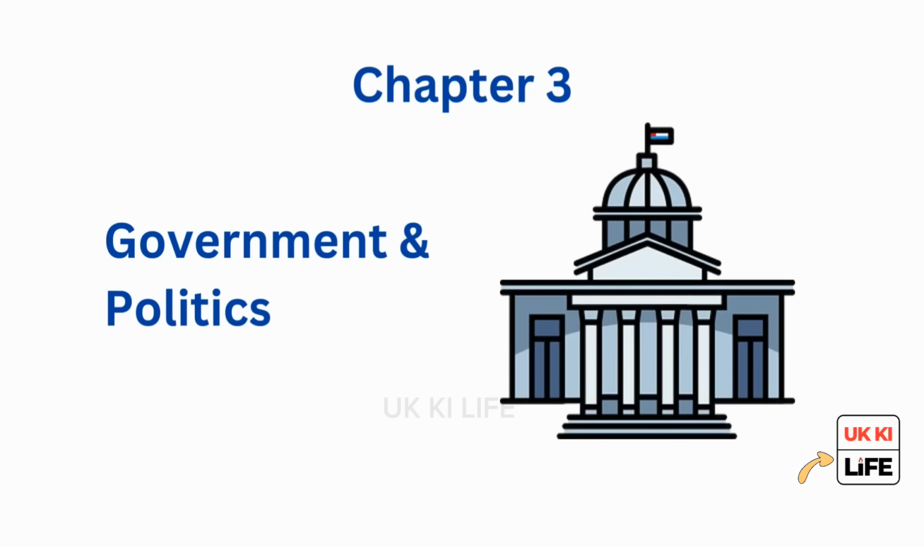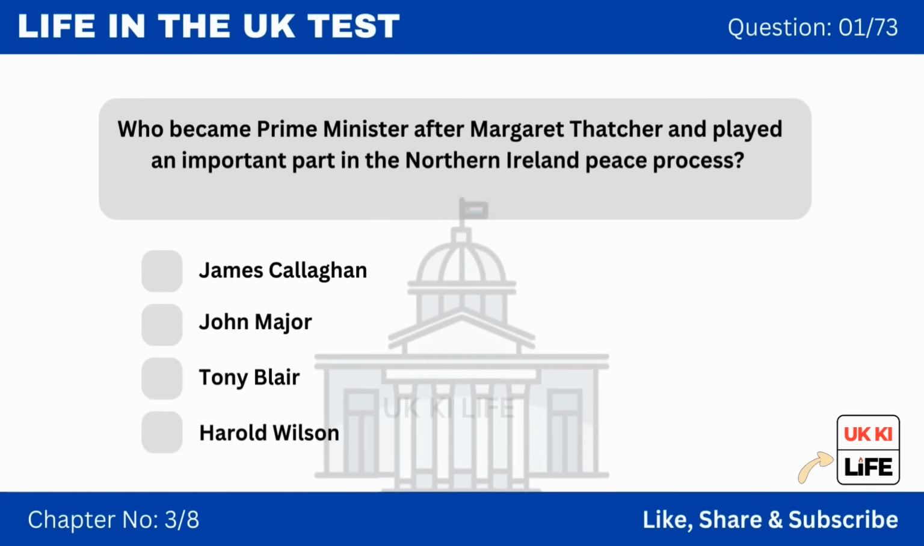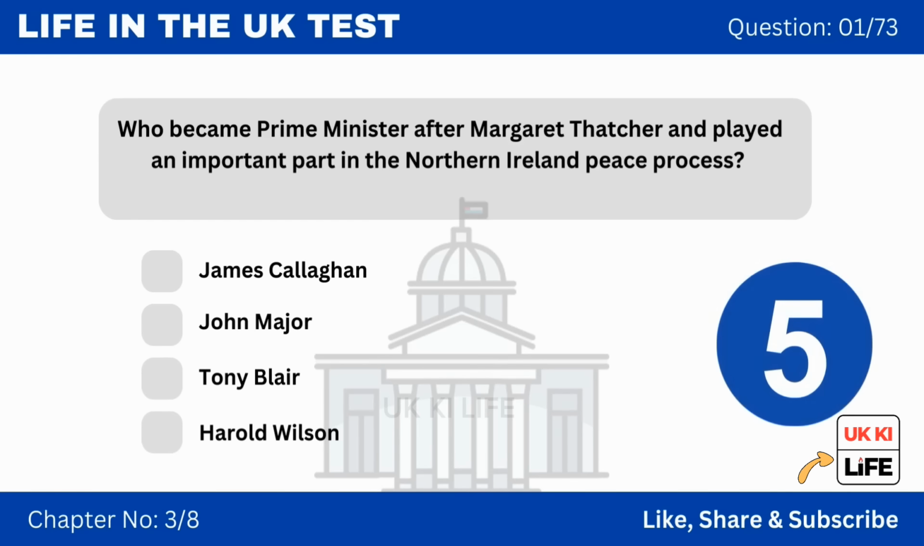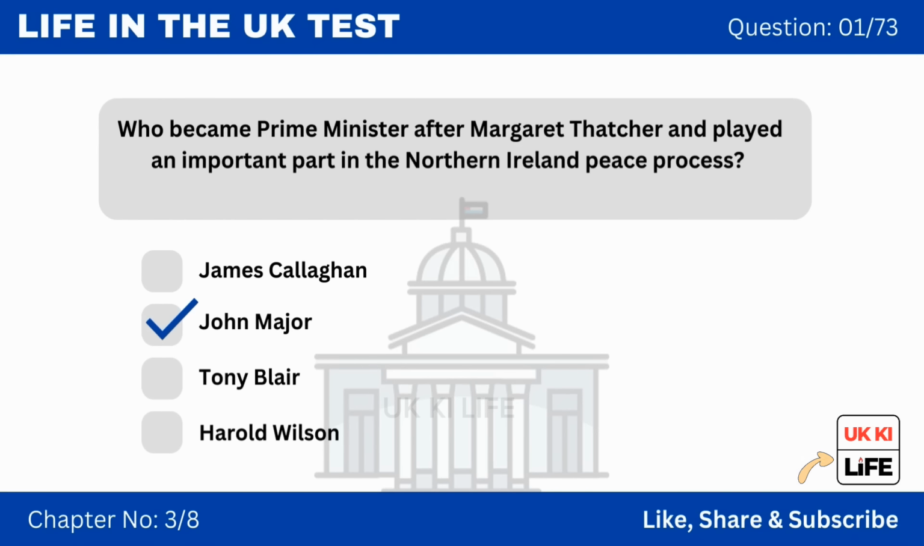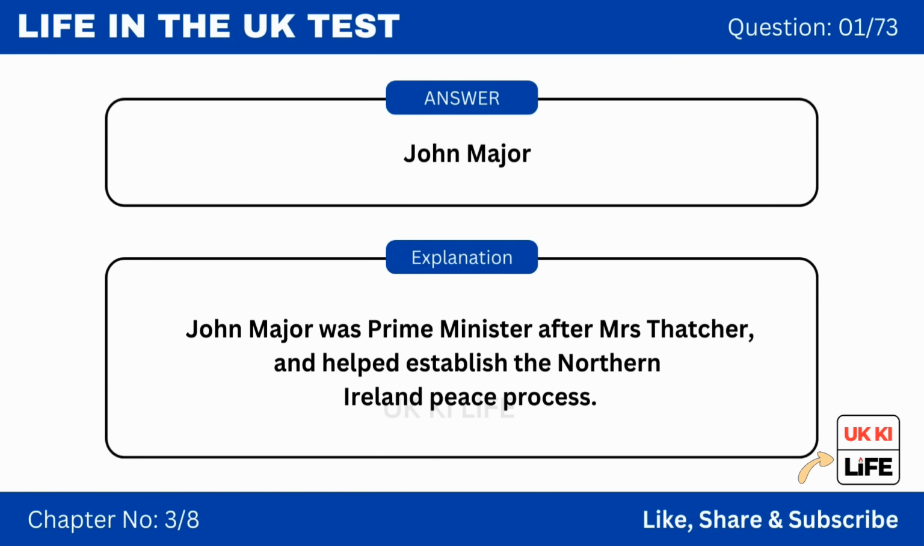Chapter 3. Government and Politics. Question 1. Who became Prime Minister after Margaret Thatcher and played an important part in the Northern Ireland peace process? James Callaghan, John Major, Tony Blair, Harold Wilson. The correct option is B. Explanation. John Major was Prime Minister after Mrs. Thatcher, and helped establish the Northern Ireland peace process.